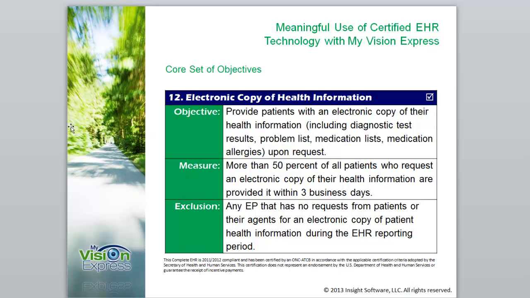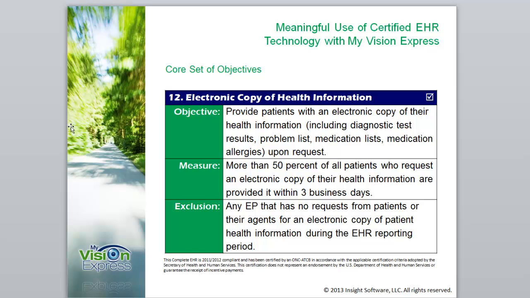Now the next measurement is electronic copy of health information. The objective is to provide patients with an electronic copy of their health information, including diagnostic test results, problem list, medication allergies, upon request. Now the main thing to remember is upon request, if the patient requests this information. The measure is more than 50% of all patients who request the electronic copy of their health information are provided with it within 3 business days. There is an exclusion, so any EP that has no request from patients or their agents for an electronic copy of patient health information during the EHR reporting period.